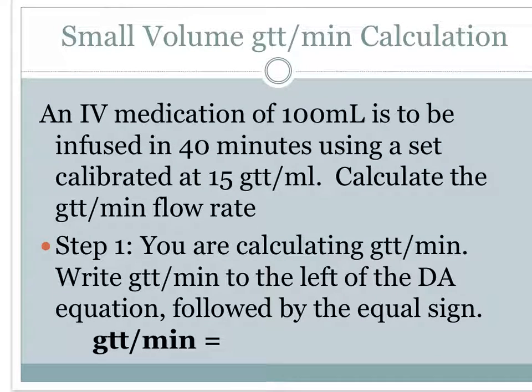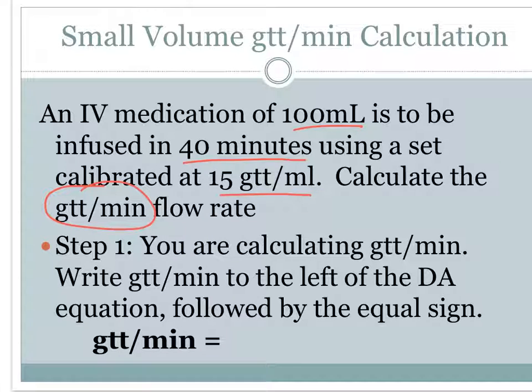Many IV medications are ordered diluted in a small volume, such as 100 milliliters or less of IV fluid, and administered by gravity flow, most frequently using a volume-controlled burette. An example would be a volume of 100 milliliters to be infused in 40 minutes. And then we will be using the 15 drops per mil set. So we want to calculate again the drops per minute flow rate.